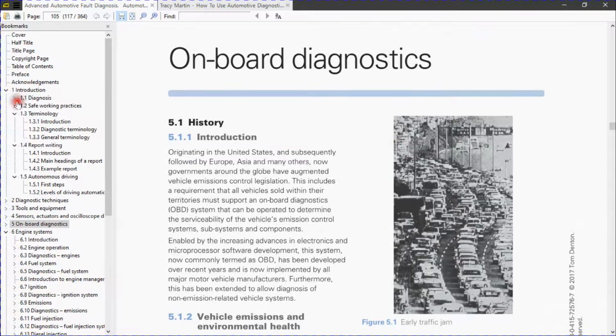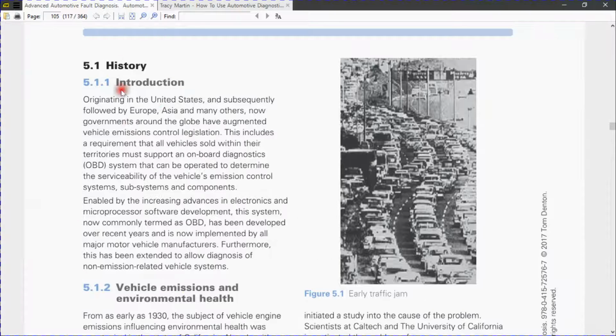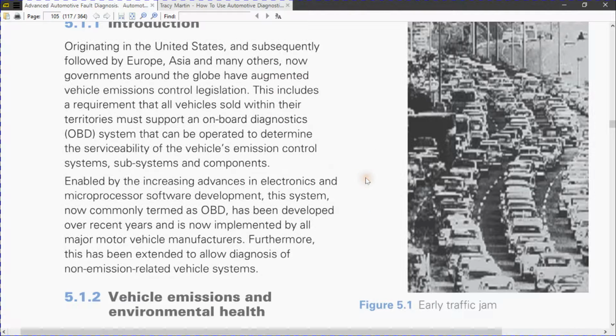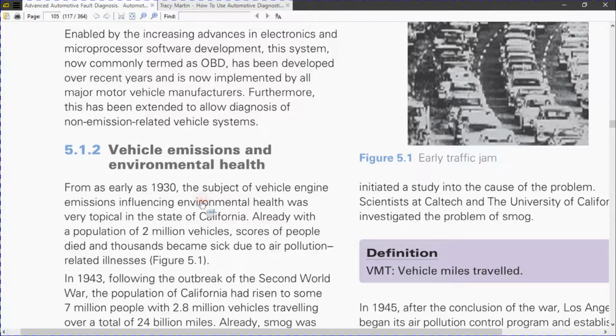So let's read them, and then we will think about the other topics. We jump through from introduction to diagnostic techniques to onboard diagnostics. OBD originated in the United States and was subsequently followed by Europe, Asia, and many others. Now, governments around the globe have arranged vehicle emission control legislation that includes a requirement that all vehicles sold within their territory must support an onboard diagnostics OBD system that can be operated to determine the serviceability of the vehicle's emission control systems, subsystems, and components. Enabled by increasing advances in electronics and microprocessor software developments, these systems, now commonly termed OBD, have been developed over recent years and are now implemented by all major motor vehicle manufacturers. Furthermore, this has been extended to allow diagnostics of non-emissions related vehicle systems.